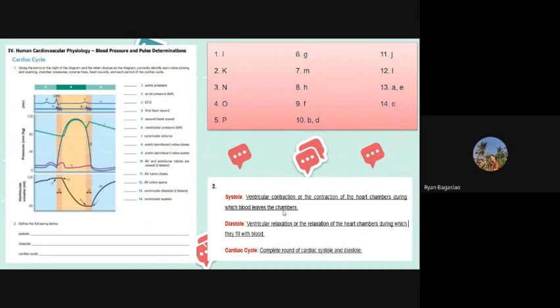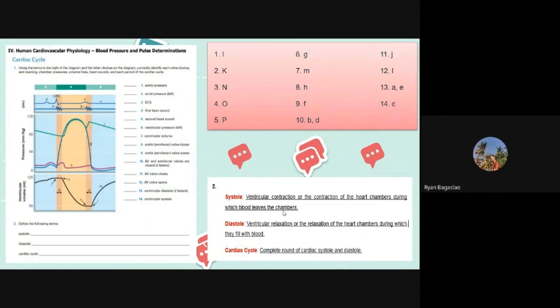For number 6, left ventricular pressure is letter G. For number 7, the volume is letter F. Number 8, aortic semilunar valve closes, is letter H. And the aortic semilunar valve opens is letter L for number 9. Next is number 10: AV and semilunar valves are closed. These are letters B and D.